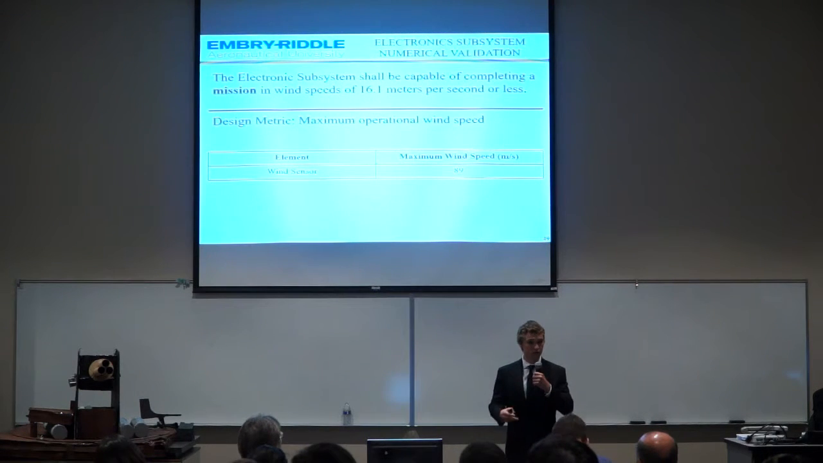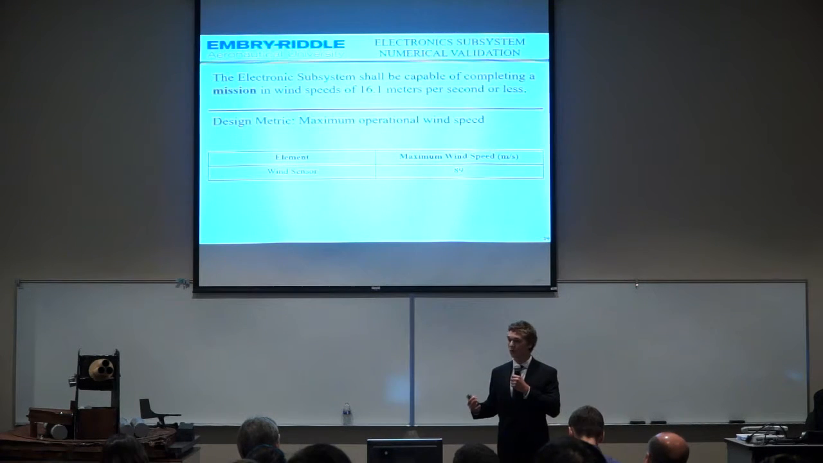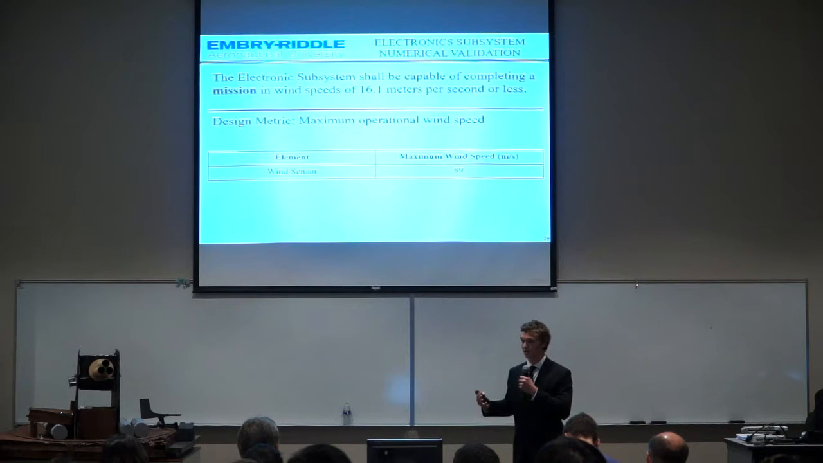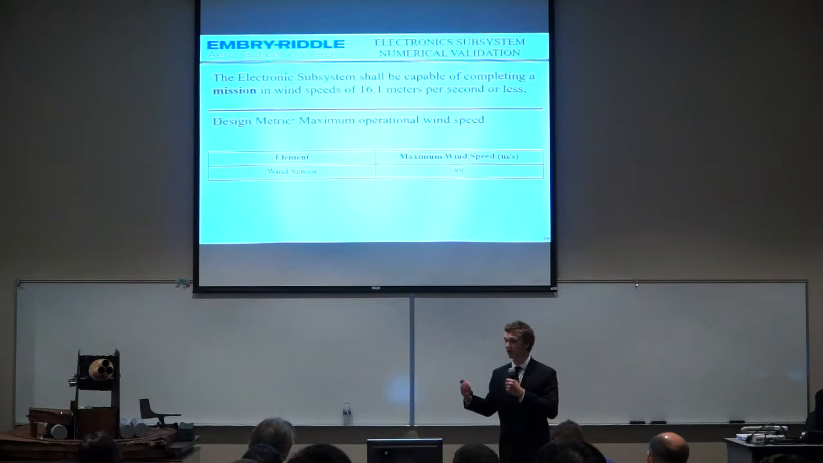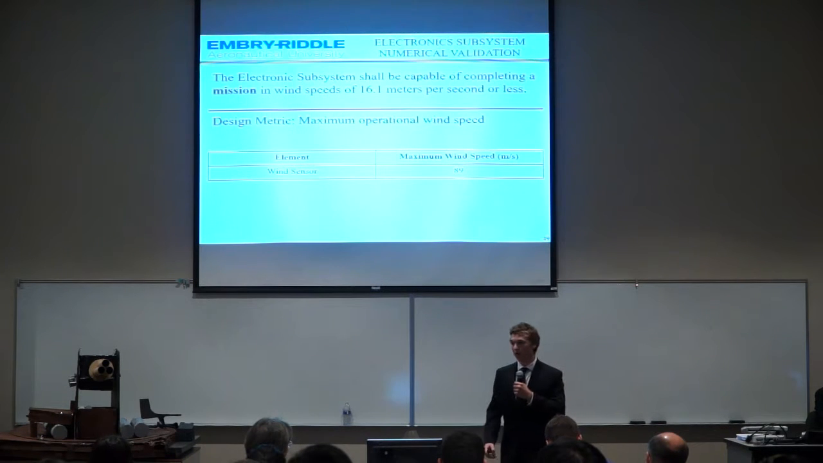Our first requirement is the electronic subsystem shall be capable of completing a mission in a wind speed of 16.1 meters per second or less. The design metric that we chose for this requirement was maximum operational wind speed. Our wind sensor is able to operate in 89 meters per second. You'll notice that this is a very large factor of safety. However, the wind sensor was also chosen to meet accuracy requirements, which we will see later in this section. Those requirements required us to have a wind sensor capable of being that accurate, which also ended up giving us a large factor of safety on maximum operational wind speed.